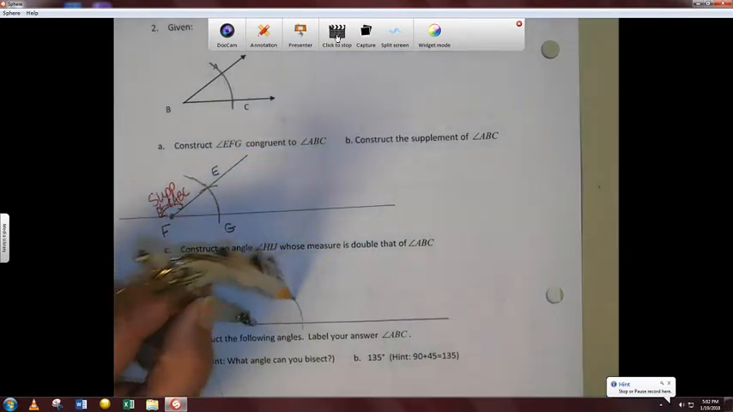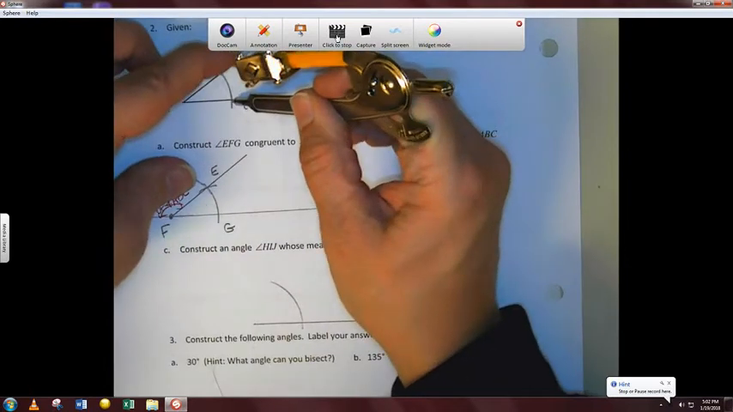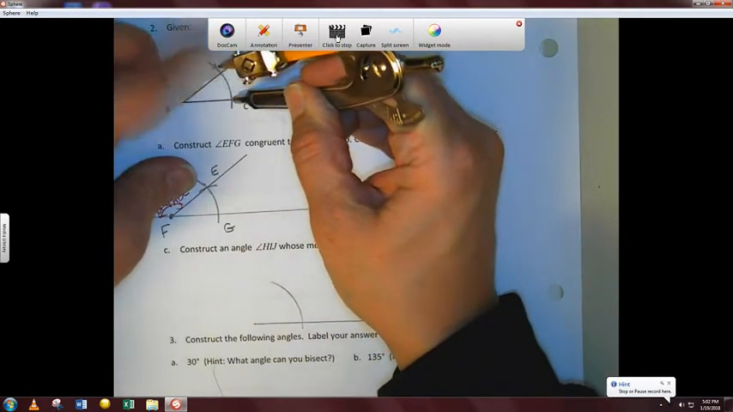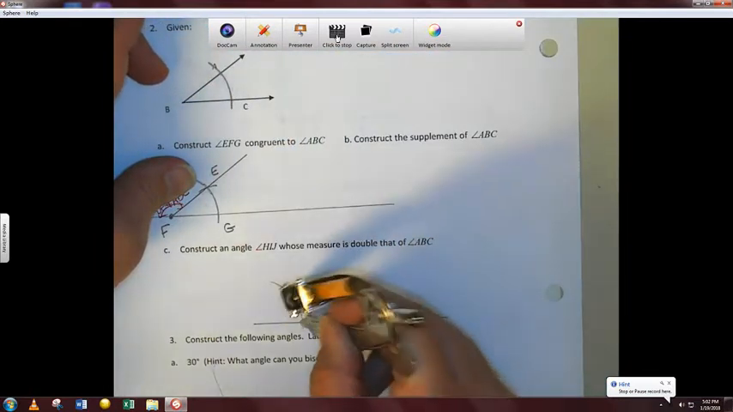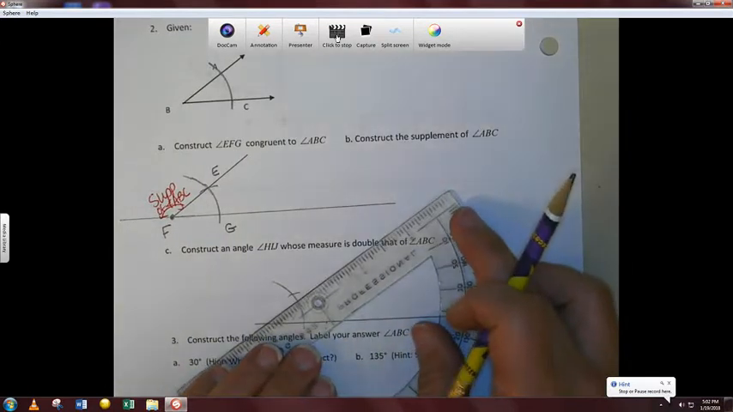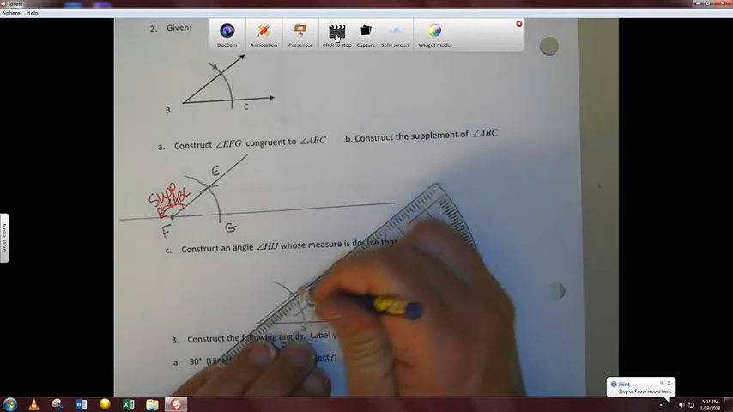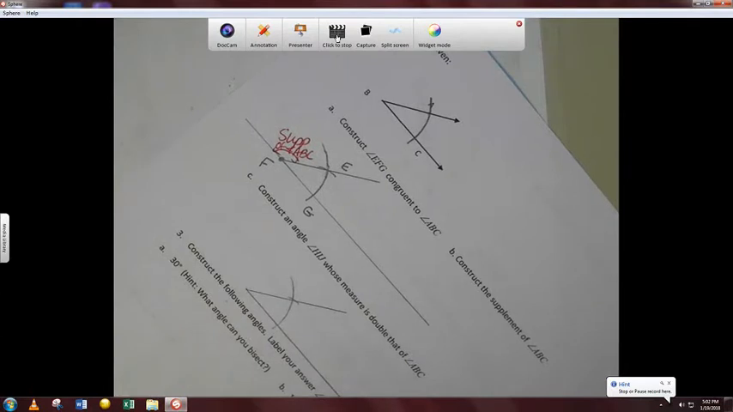And I swing my arc. And then I figure out how wide it is. And then I swing that arc. So I have just copied angle ABC. And now I'm going to turn the paper a little bit, and I'm going to just do it again.